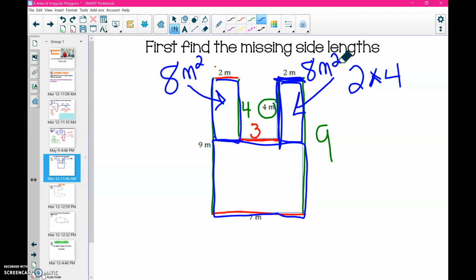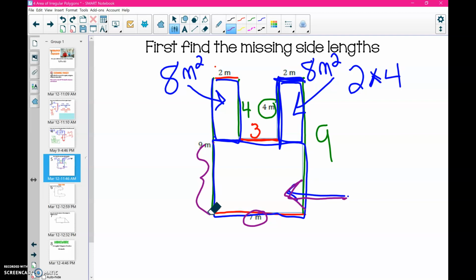Okay, so now I need to look at this space right here. Let me switch it to another color here. Okay, so we're looking right here at this rectangle. Well, I know it has 7 as one of its lengths, but I need to figure out what's the rest of this. So the 9 was for the whole side, but I just need this section.